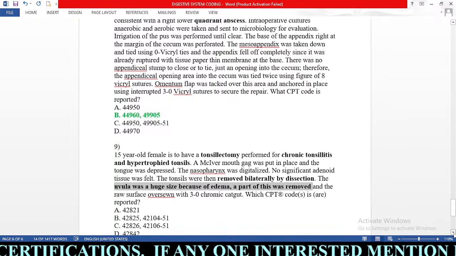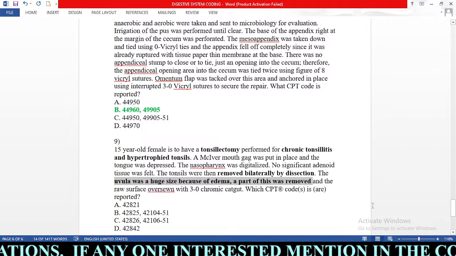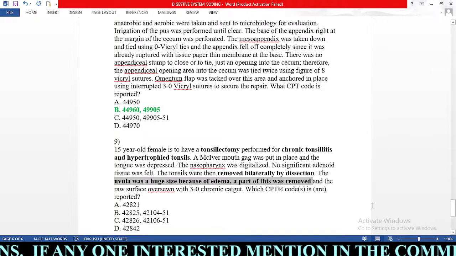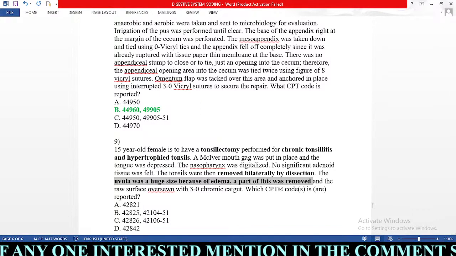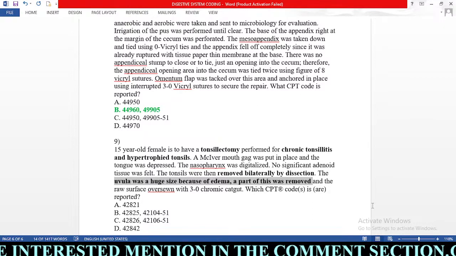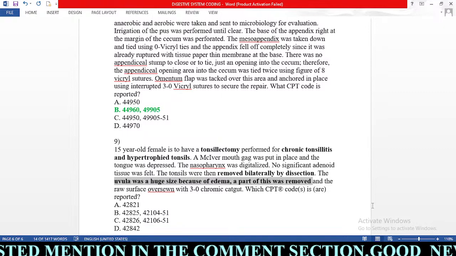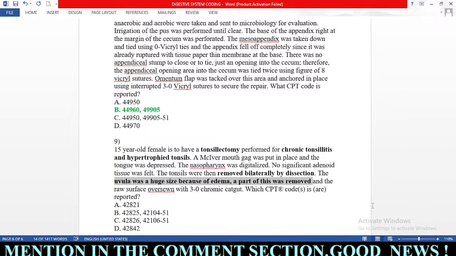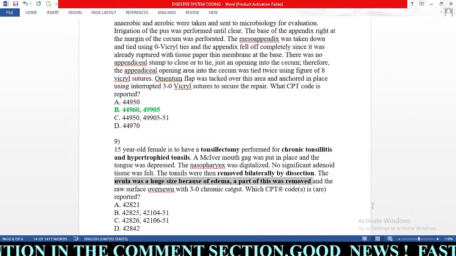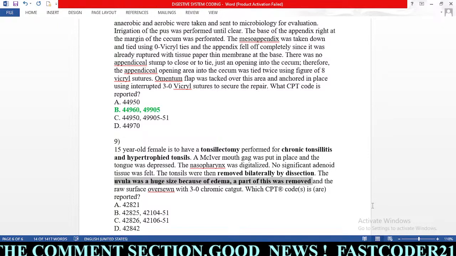So first we need to check 42842. So what is 42842? 42842 is for radical resection of tonsil, tonsillar pillars and the retromolar trigone without closure. So this is directly wrong. We can eliminate 42842 as there is no resection of trigone.